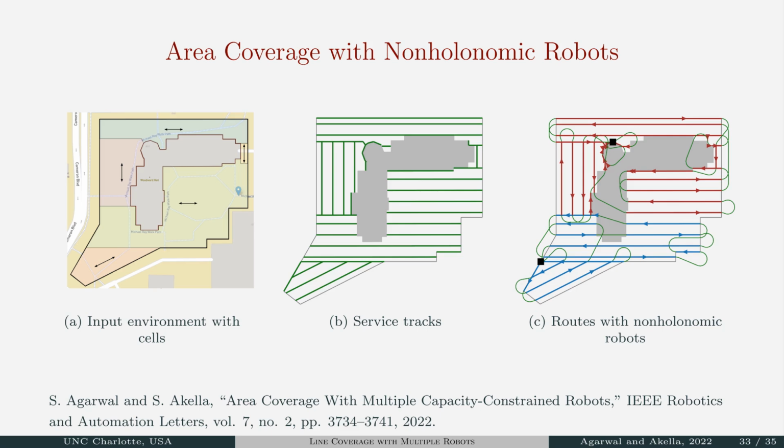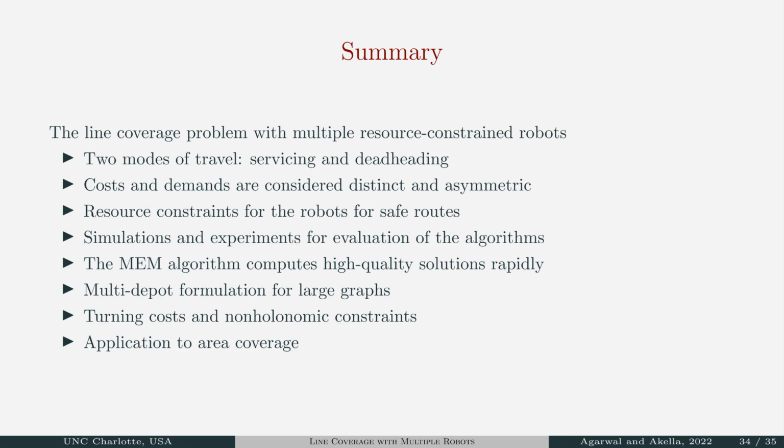We decompose the two-dimensional region into cells and compute an optimal service direction for each cell so that the number of turns is minimized. Next, we generate service tracks for each cell shown as green line segments in the middle figure. Finally, we use the MEM algorithm to generate routes that respect the capacity constraints, consider multiple depots, and incorporate non-holonomic constraints. To summarize, we developed solutions for the line coverage problem with multiple resource constrained robots.